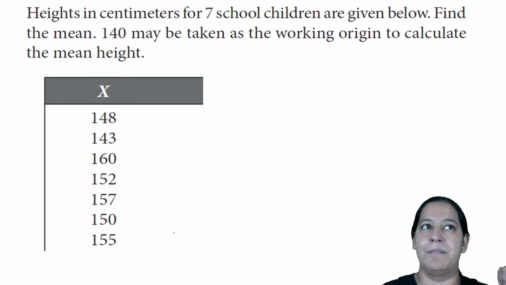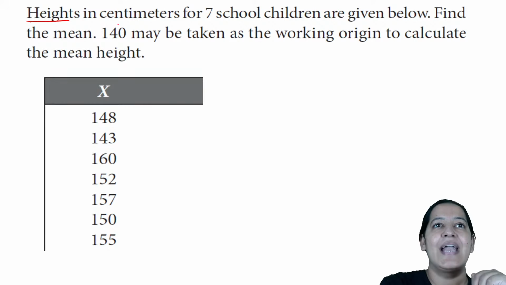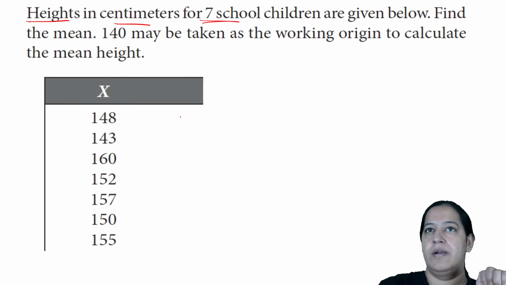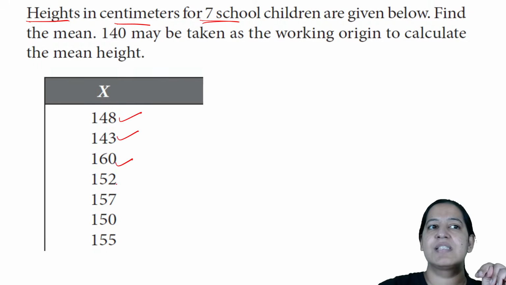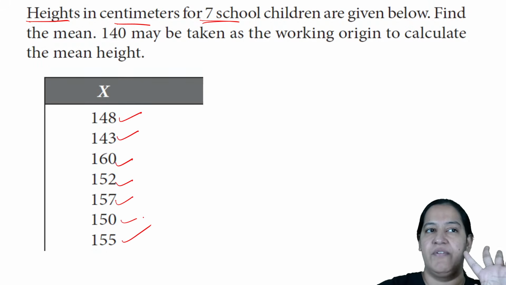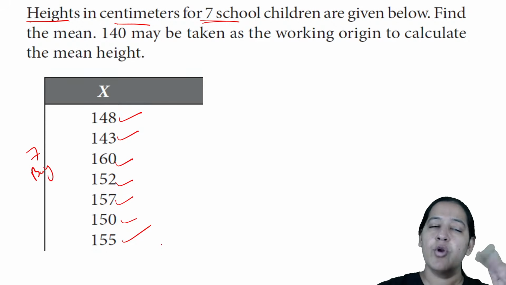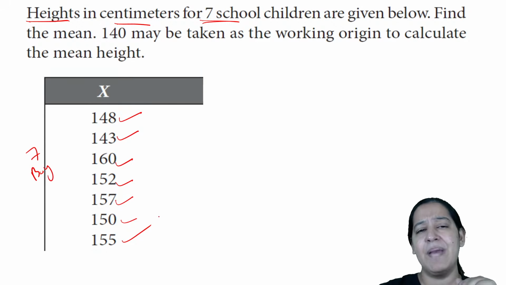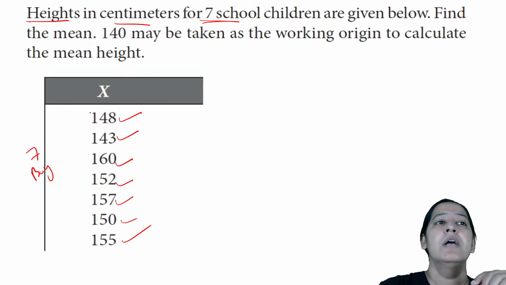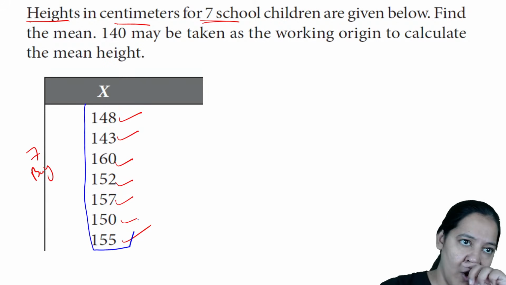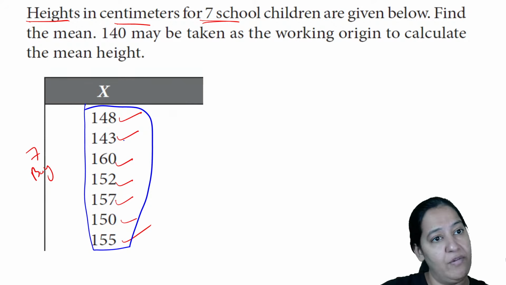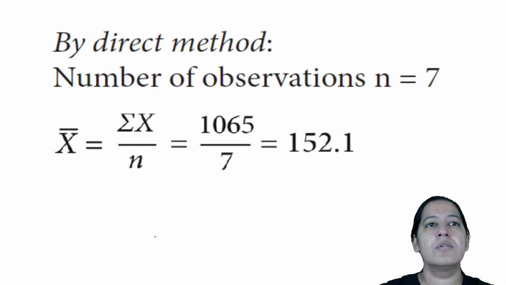So take this example. These are the heights in centimeters of 7 school children. Here: 148, 143, 160, 152, 157, 150, 155. These are 7 boys having heights in centimeters. Now if you take the direct method, it will be bigger. In an exam you don't have time. If you go by the direct method, you will add all of them and divide by 7. So this is the direct method.